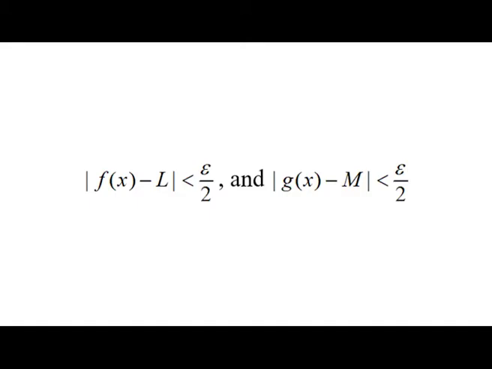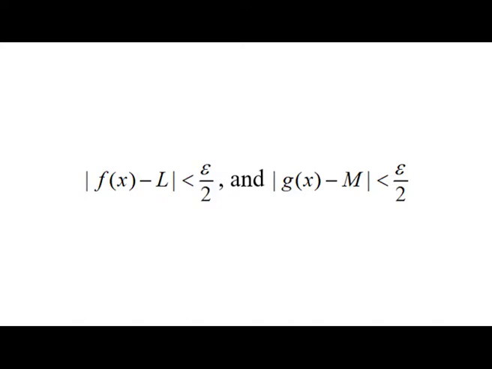the smaller of delta 1 and delta 2. Then if 0 < |x − c| < delta, then 0 < |x − c| < delta 1 and 0 < |x − c| < delta 2, and so |f(x) − L| < epsilon/2 and |g(x) − M| < epsilon/2.